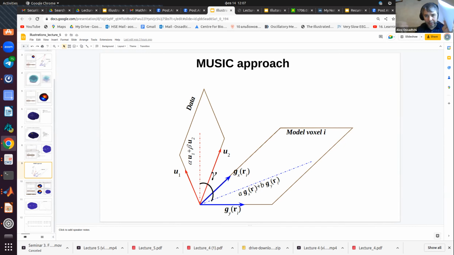So this is the case where you compare the subspaces, and this approach is called the MUSIC approach. It comes from the multiple signal classification framework in radar theory. Therefore, the title is not informative. It's just historical.